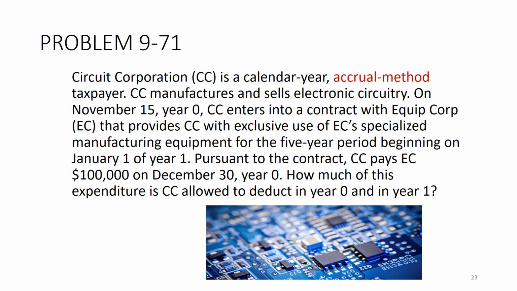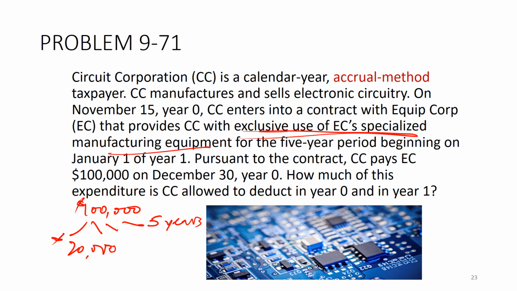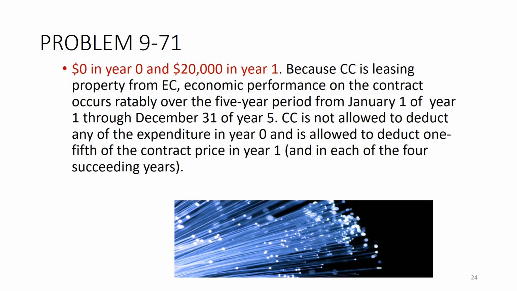Then I have this one with respect to Circuit Corporation, their accrual method. They sell electrical components, and they basically have a $100,000 contract, and it's actually going to spread out for 5 years. So in this instance, we're going to prorate it over that 5-year period. They're going to be entitled to $20,000 each period because we're using property of someone else. We have some exclusive rights to this thing, and we're using property for someone else over a 5-year period. We're going to ratably spread it. So hopefully that's what the answer says.